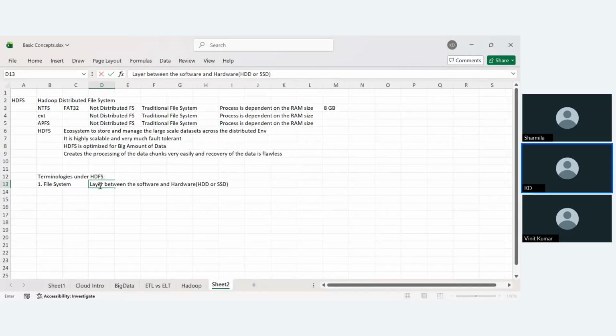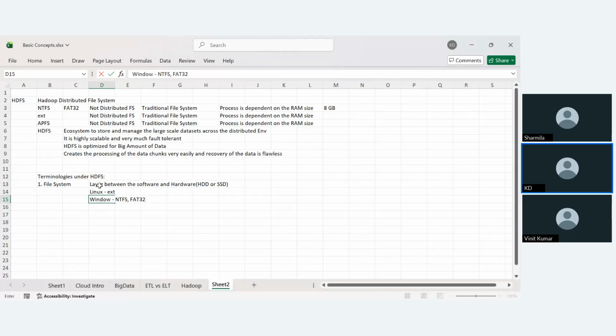In a single system there can be different kinds of things, and different kinds of file systems can be there. If you are using Linux, you will be using the ext file system. If you are using Windows, you must be using NTFS or FAT32.